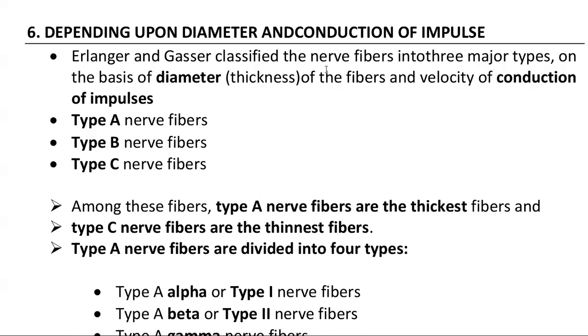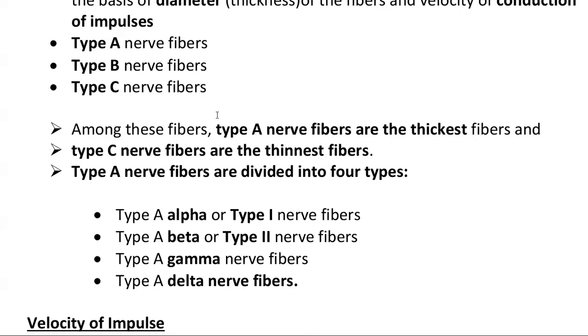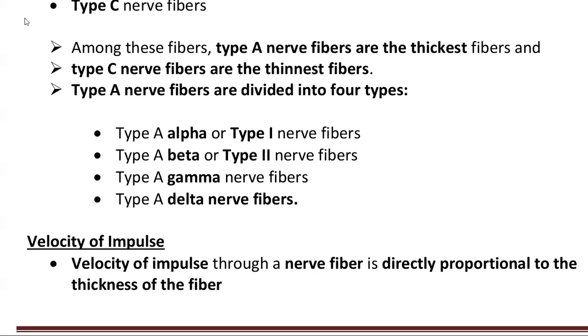Depending upon diameter and conduction of impulse. Erlanger and Gasser classified the nerve fibers into three major types on the basis of diameter and velocity of conduction of impulses: type A nerve fiber, type B nerve fiber, and type C nerve fiber. Among these fibers, type A nerve fibers are the thickest and type C nerve fibers are the thinnest.